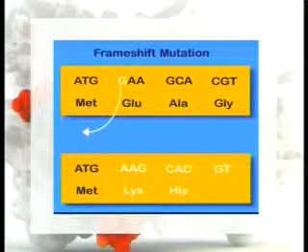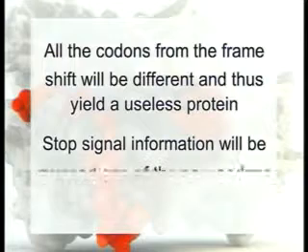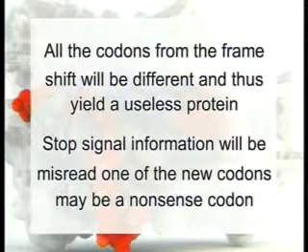Frame shift mutation. Addition or deletion of a base are potentially the most devastating in their effects on the cell or organism because they change the reading frame of a gene from the site of mutation onwards. A frame shift mutation causes 2 problems. First, all the codons from the frame shift will be different and thus yield a useless protein. Second, stop signal information will be misread.